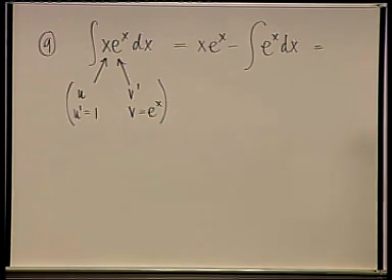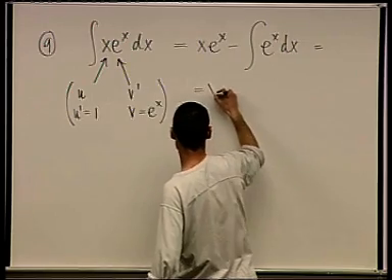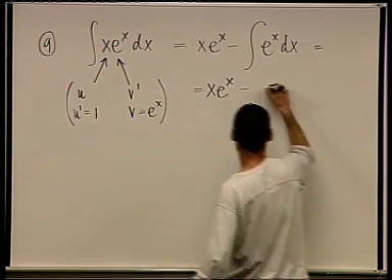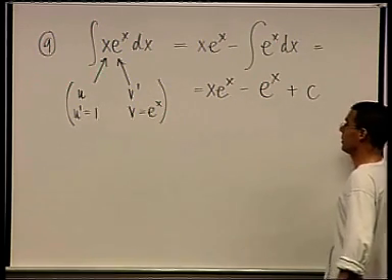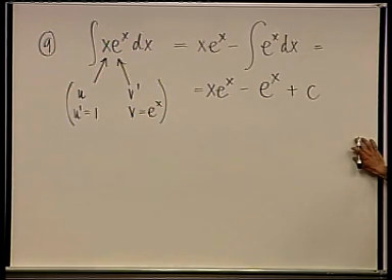And now from here it's an immediate calculation. So it's x e to the x minus e to the x plus c. Good?